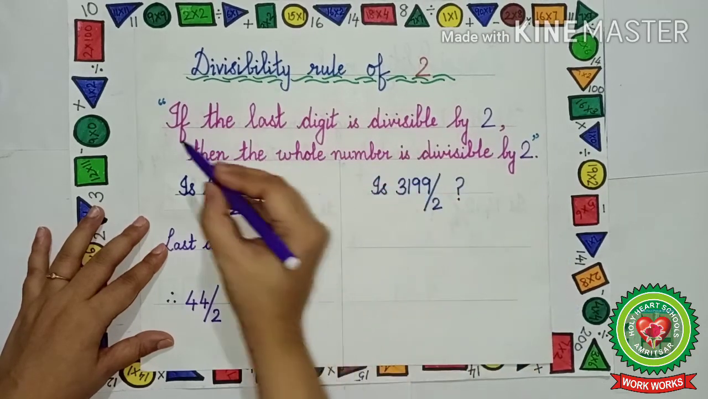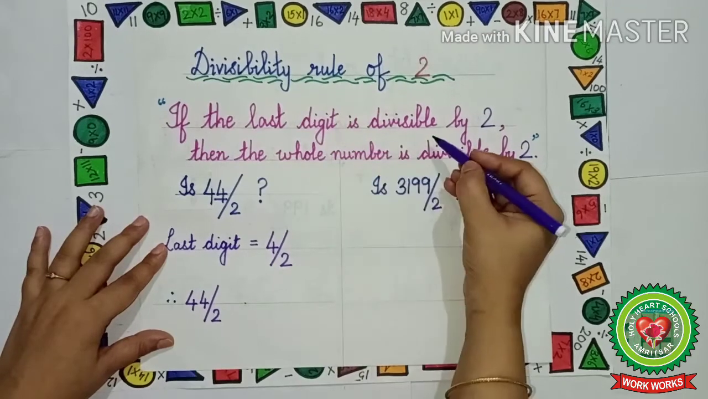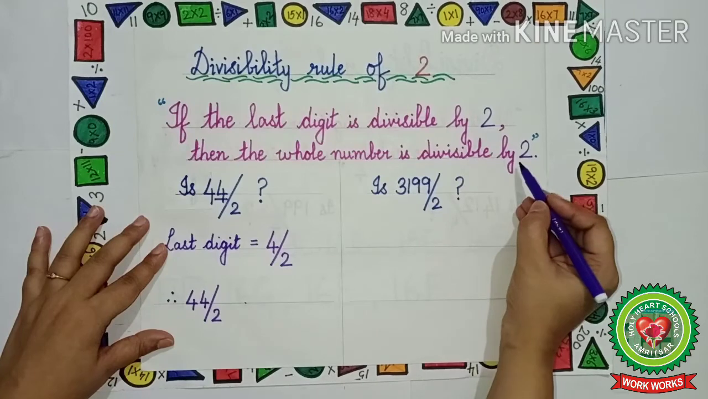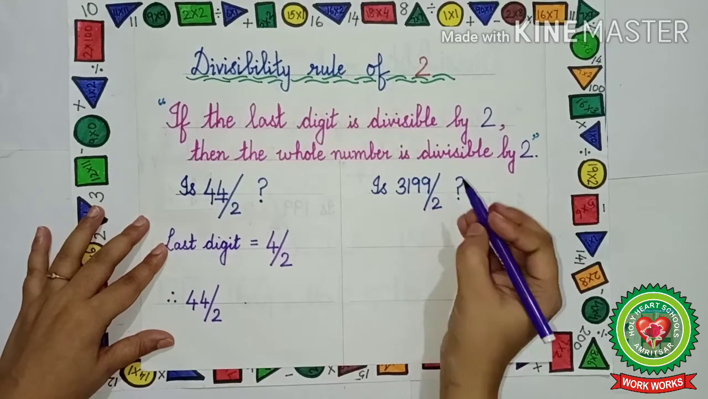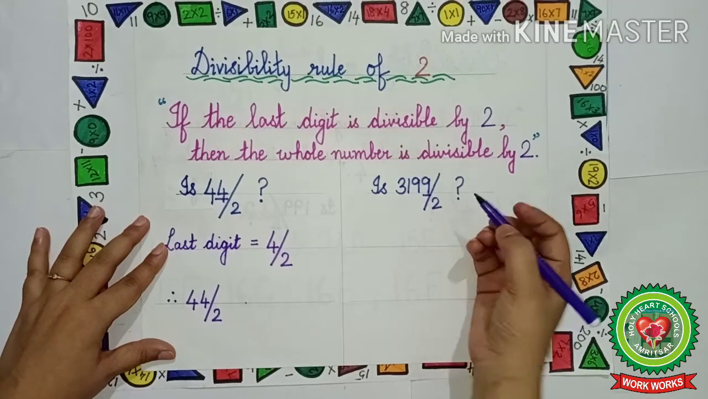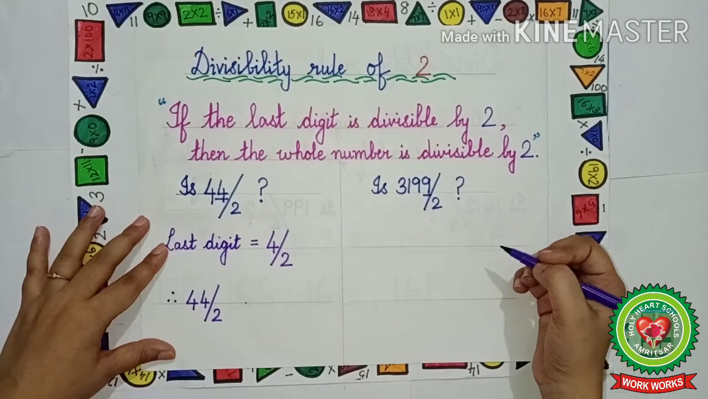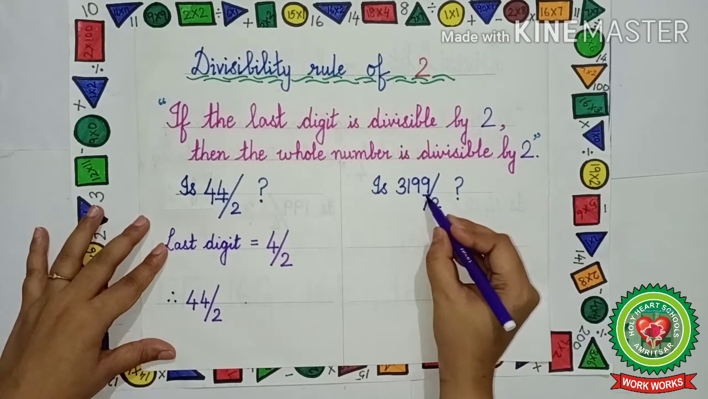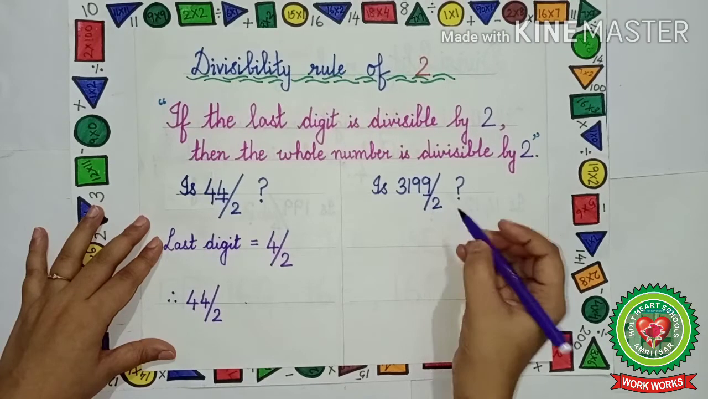Now, what is the rule of 2? If the last digit is divisible by 2, then the whole number is divisible by 2. So, which is the last number? This one is the last digit. 9 is the last digit. So, let us see, does 9 come in the table of 2? 2 ones are 2, 2 twos are 4, 2 threes are 6, 2 fours are 8, 2 fives are 10. Does 9 come in the table of 2? No. That means 9 is not divisible by 2.